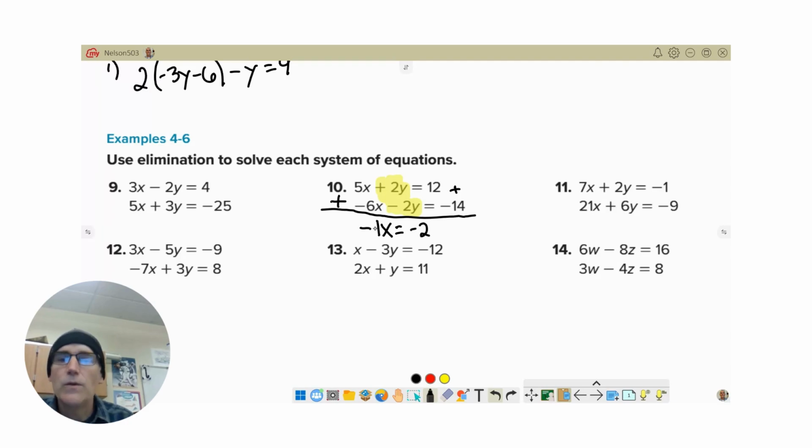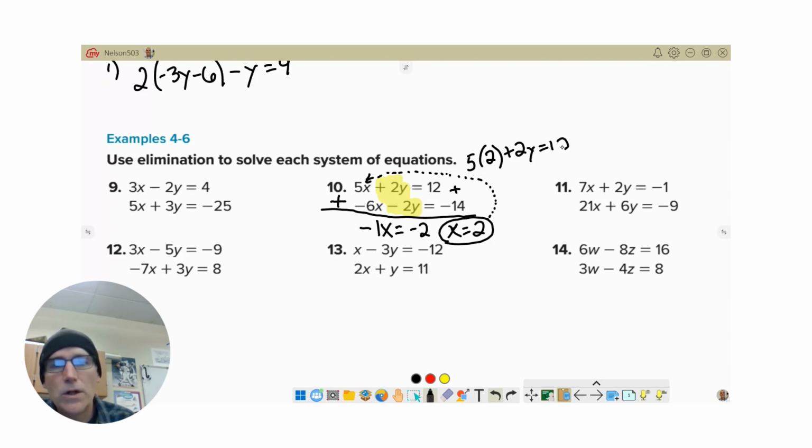Okay, so then we would divide by negative 1 on both sides, and we get x is equal to positive 2. Now I guess every method you do at some point is a substitution problem, because now we got to substitute back into one of the equations a 2 for the x variable. So I'm going to plug a 2 right in that x spot, and I end up with 5 times 2 plus 2y equals 12.